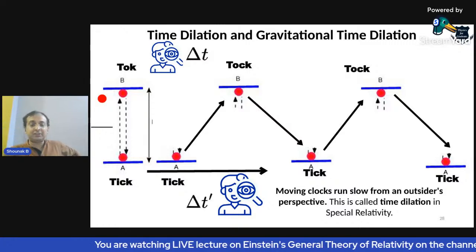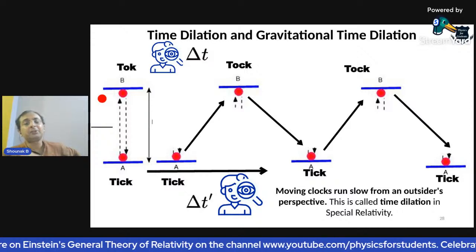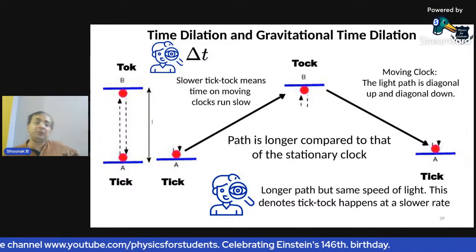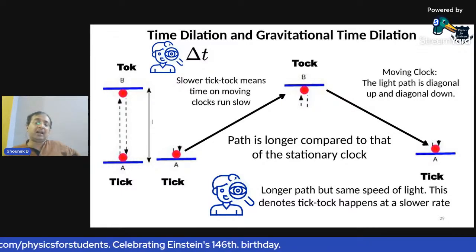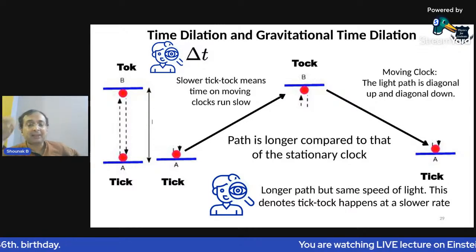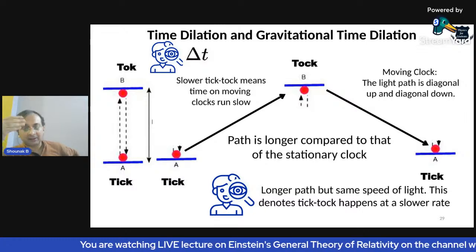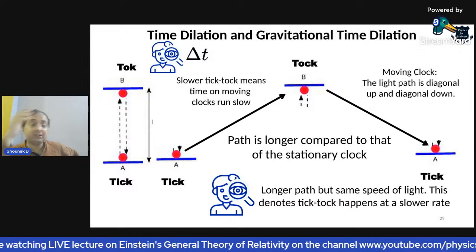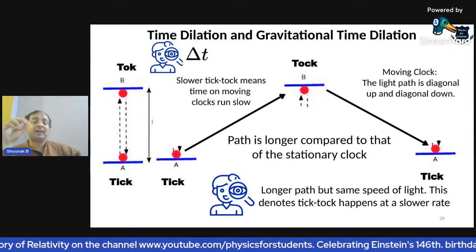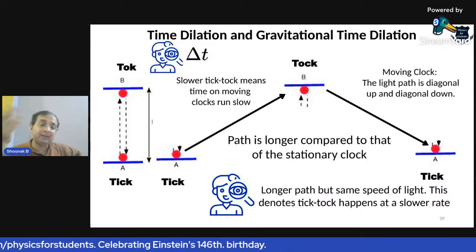But the person, as you can see at the bottom, who is standing with a microscope, or delta t prime, that is the person who sees the clocks running slow. And here you can see if you move faster, then the tick happens over there and the tock happens much later. So that means that the path is longer compared to that of a stationary clock, and the longer path, but the same speed of light. That means the speed of light should not change because that is constant, right? That is the special theory of relativity. But as the speed of light is constant, then what is causing that delay? That is because of the time dilation.